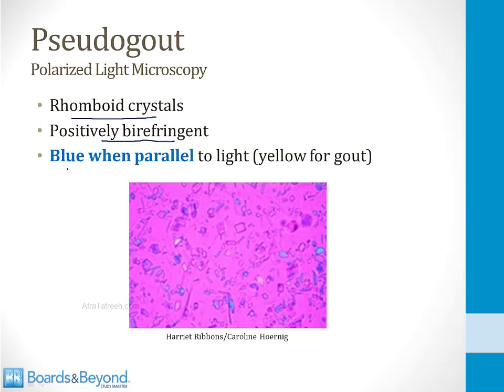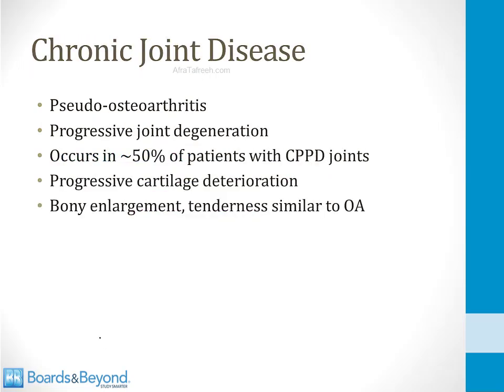And in addition, the crystals are blue when they are parallel to the polarized light, in contrast to yellow for gout. And shown on the screen is an example of some of the rhomboid crystals. You can see one right here. So we talked about how CPPD can be asymptomatic and discovered on routine imaging. We also talked about how it can lead to an acute attack of arthritis called pseudogout.